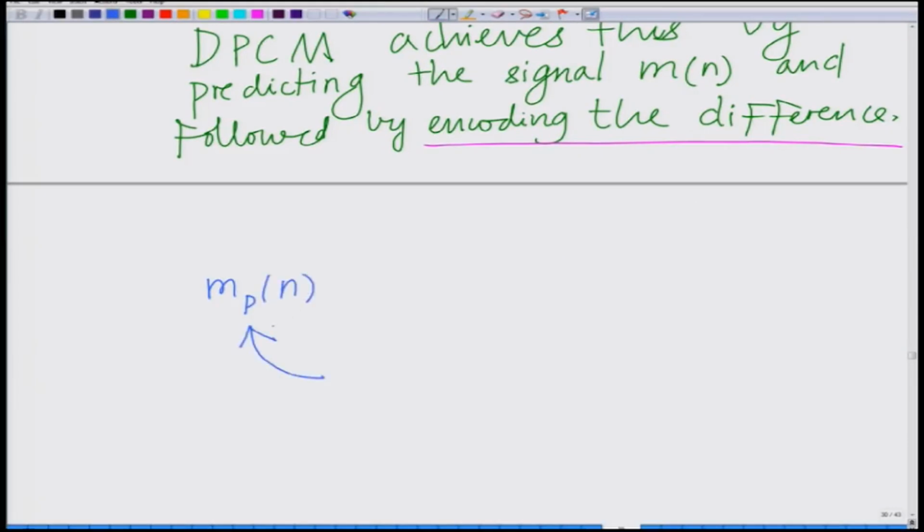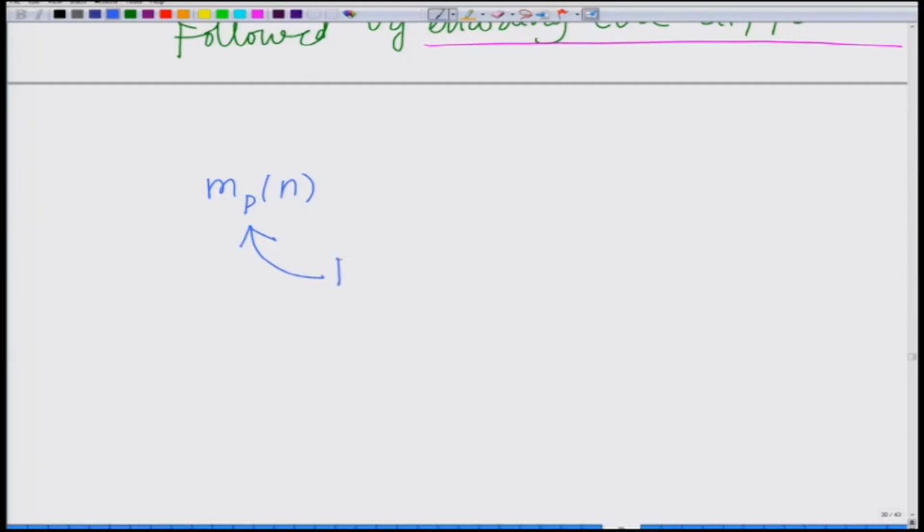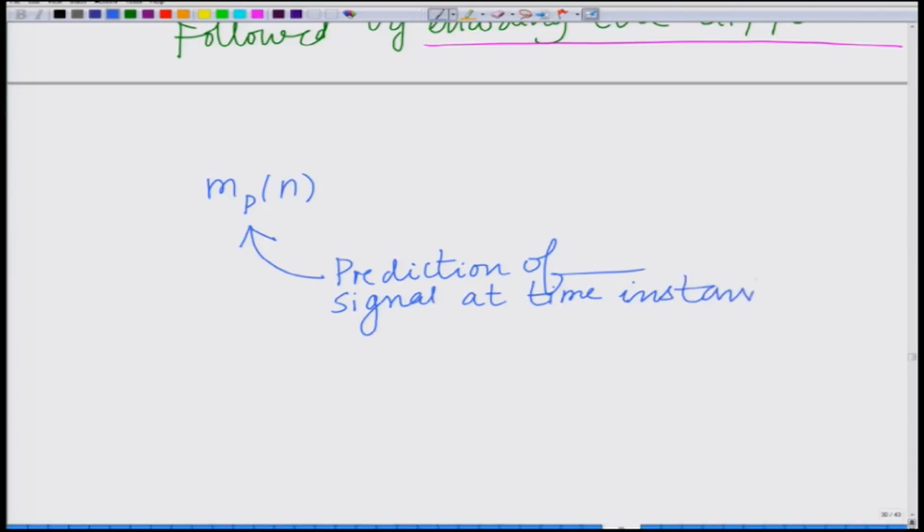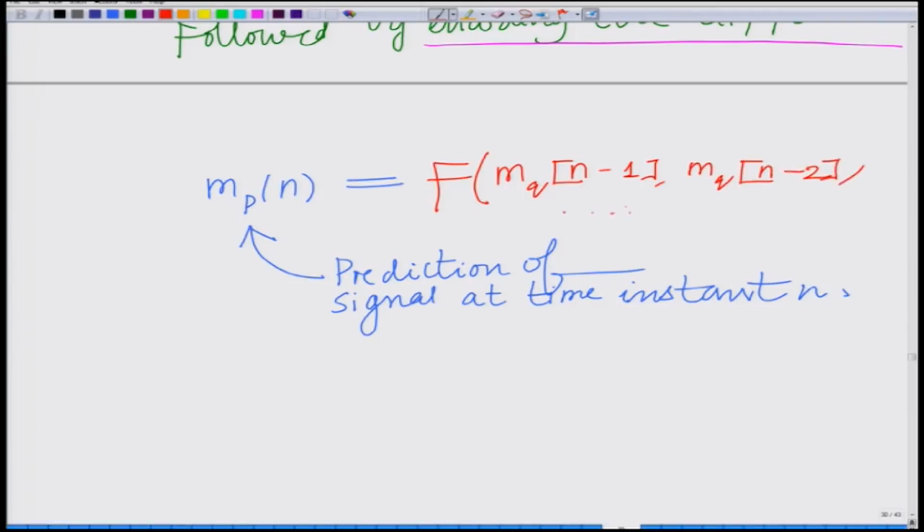So, what we are doing is deriving a prediction of the signal. MP of n is the predicted sample of the signal at time instant n. This is obtained as f of MQ n minus 1, MQ n minus 2, and so on up to MQ n minus L.